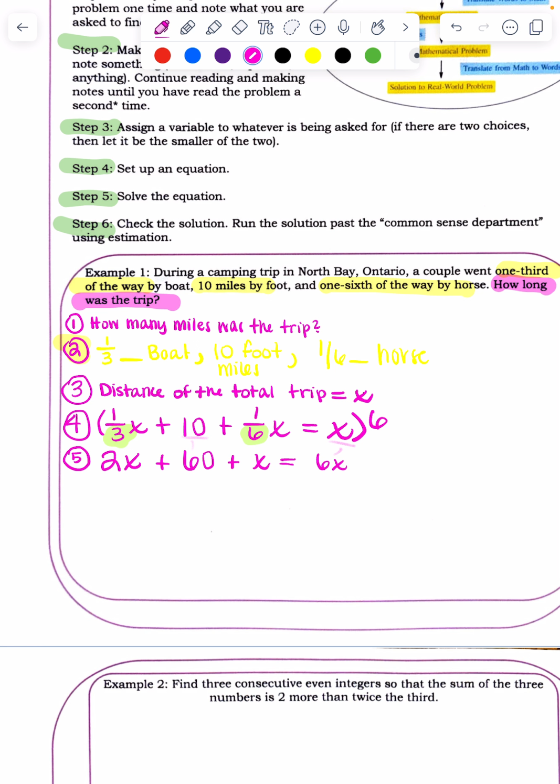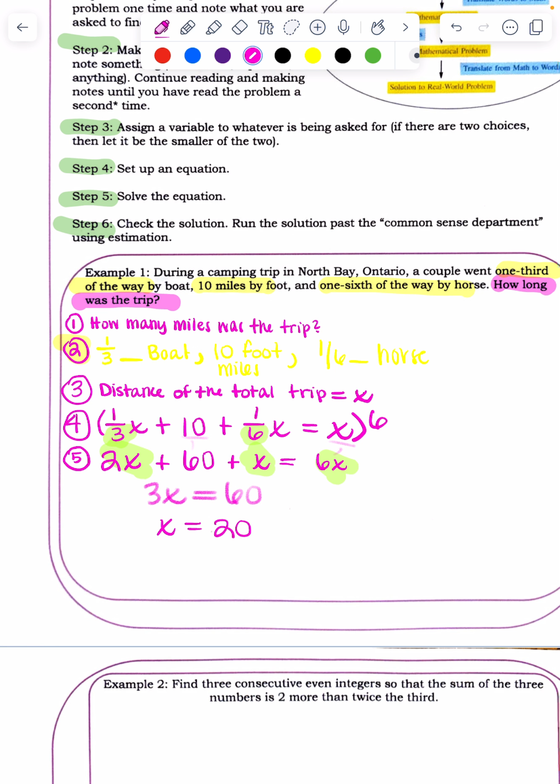So combining like terms, I've got 2x on my left-hand side, and I'm going to combine those, but then subtract them off my 6x. So then I end up getting 3x equals 60. And so my actual answer is x equals 20. So what, x equals 20?